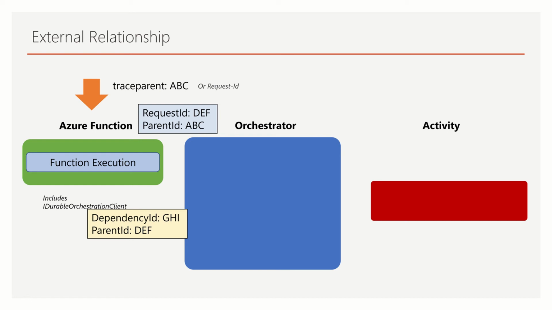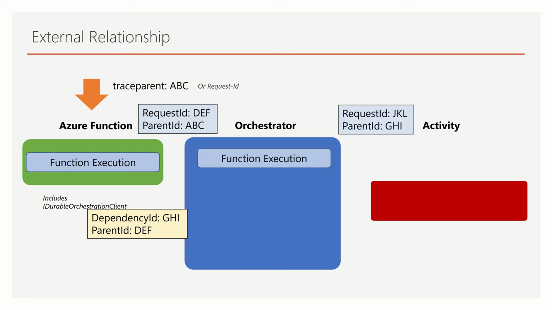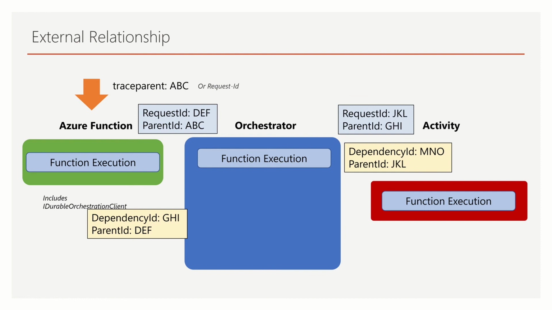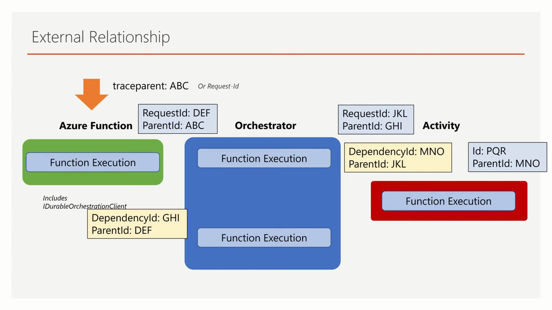The same thing happens after the orchestrator runs: a request ID is generated, and the parent ID is the same as the dependency ID of the Azure function. The same thing happens for the activity: an activity ID and a dependency ID are created and the function is executed, and the parent ID would be the dependency ID of the orchestration. Once the orchestrator finishes executing, the request telemetry and dependency telemetry are sent to Application Insights.